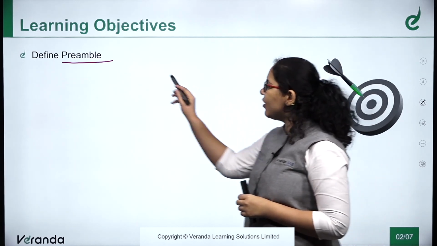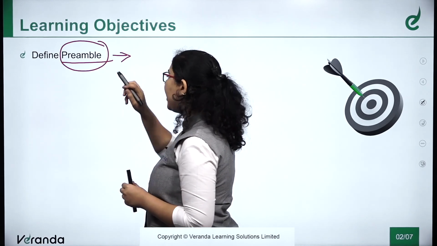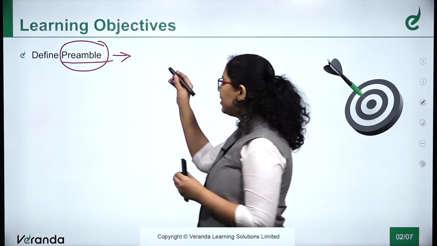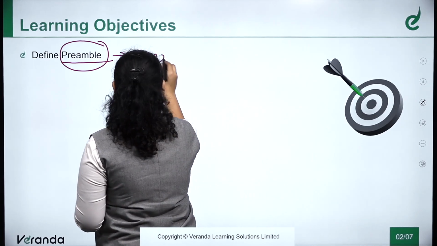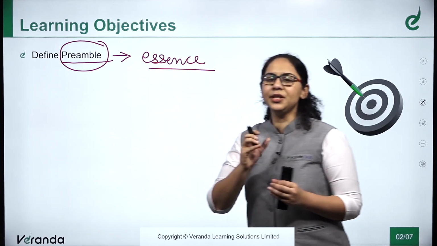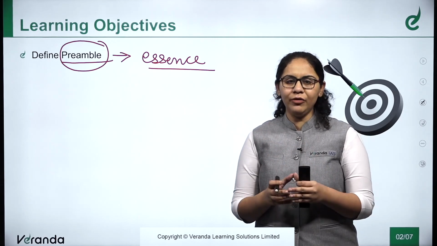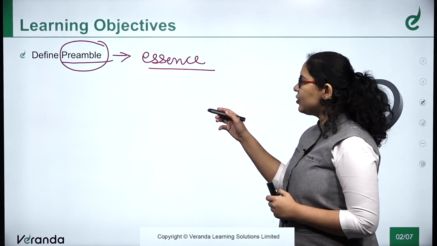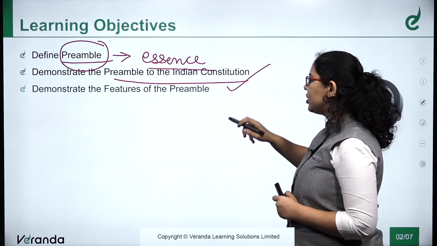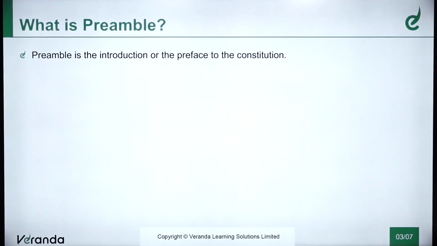The Preamble is the very first page of the Indian Constitution and it has the essence of the Indian Constitution. What is there in the Indian Constitution? What are the features? Why do we need a Constitution? What are its goals? That is all the main ingredient of the Preamble. So we are going to discuss and demonstrate the Preamble of the Indian Constitution. Along with that, we will be discussing the features of the Preamble.